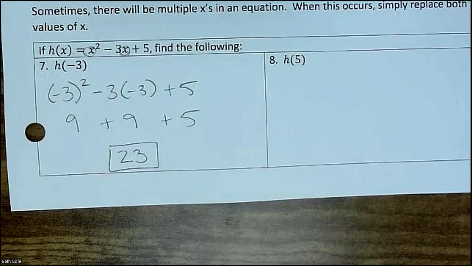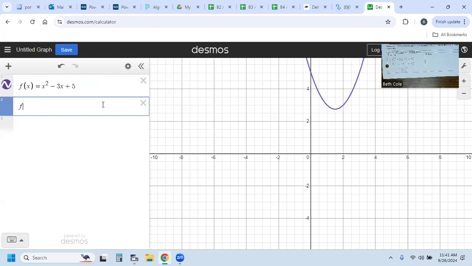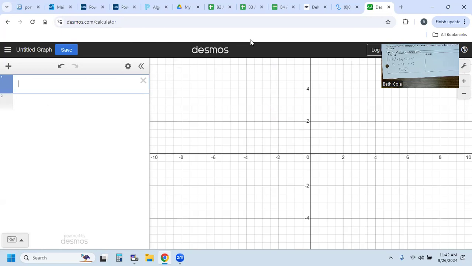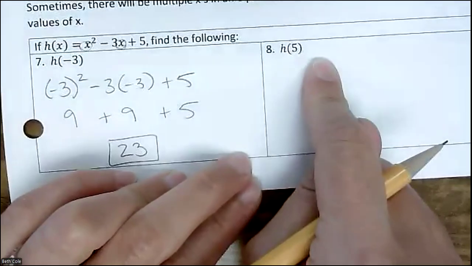But let me show you how you can just use the calculator for it. Are you guys looking? Learn without looking, okay? I'm going to type f of x equals, what is it? X squared minus 3x plus 5. You guys see how I just typed it exactly the way it looks off the paper? And then down here, I'm going to type f of negative 3. Do you see that? 23. It's slick, right? Okay. I'm going to skip that one because it's the same exact thing. You would just plug in 5 instead, okay? Because we're not going to have time to do every single problem on this.